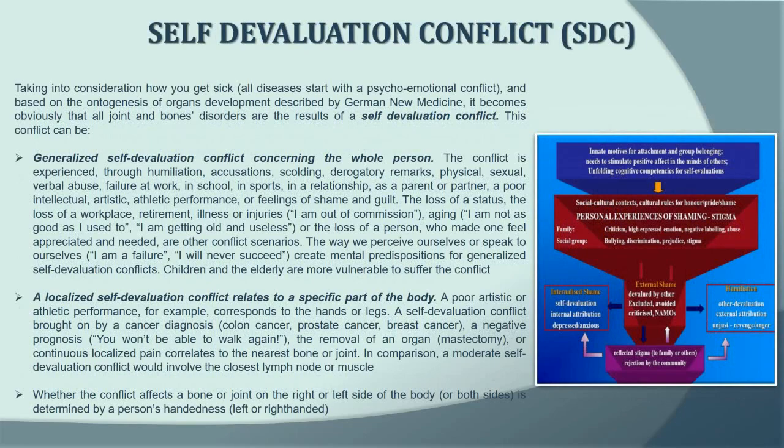So let's talk about one of the main causes for all of these disorders, and this is the so-called self-devaluation conflict. Taking into consideration how you get sick, what we took a look at in the previous slides, all diseases start with a psycho-emotional conflict, and based on the ontogenesis of organs developed and described by the so-called German New Medicine, it becomes obvious that all joint and bone diseases are the result of this so-called self-devaluation conflict. And what can this conflict be?